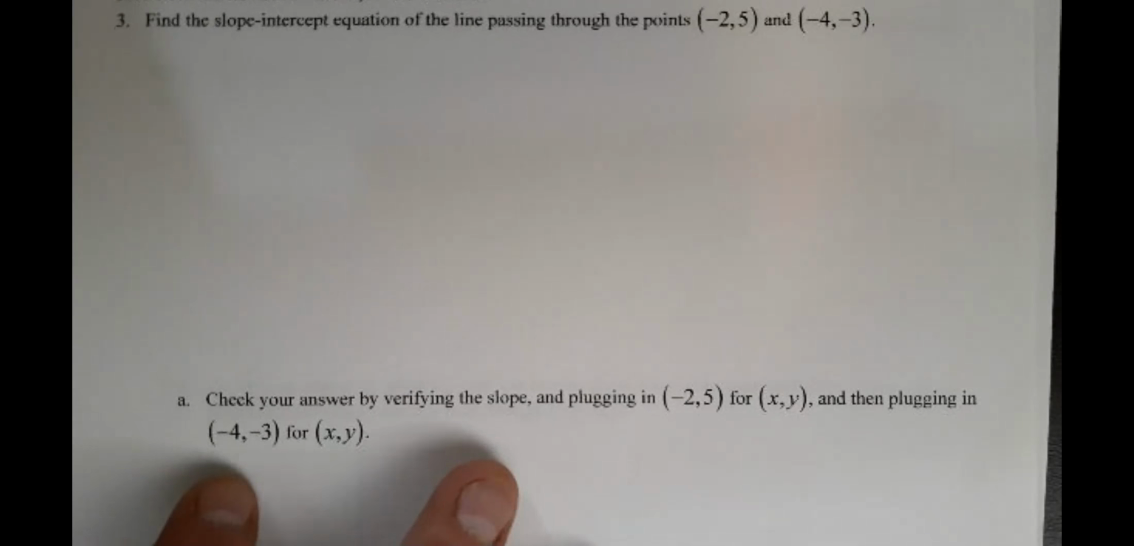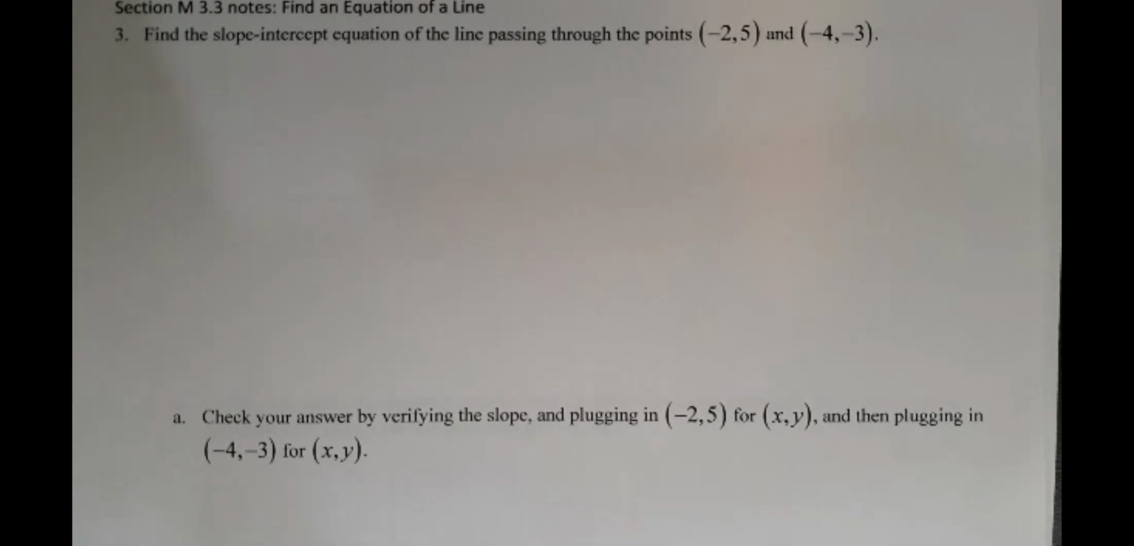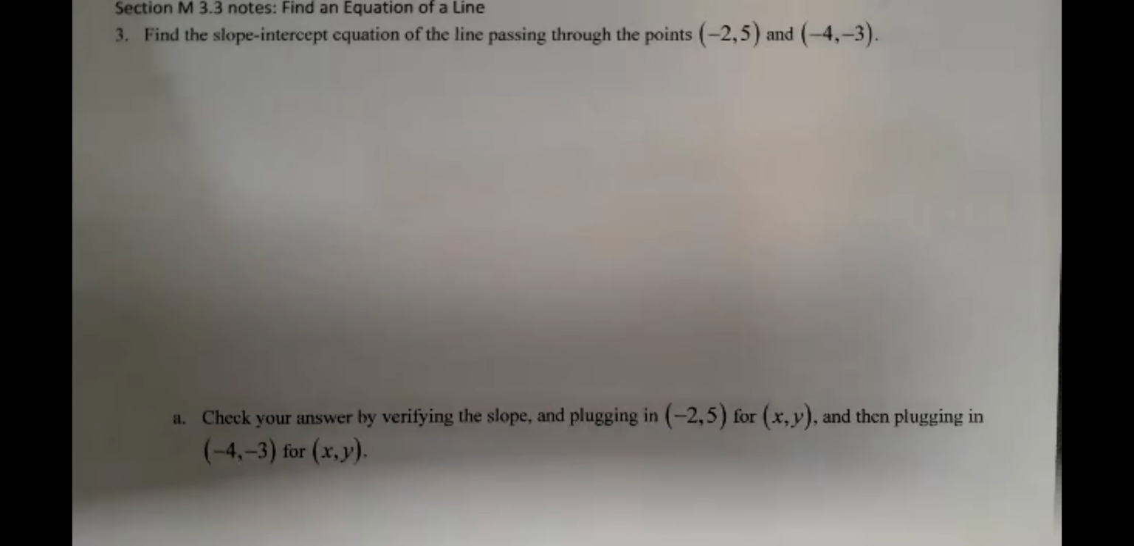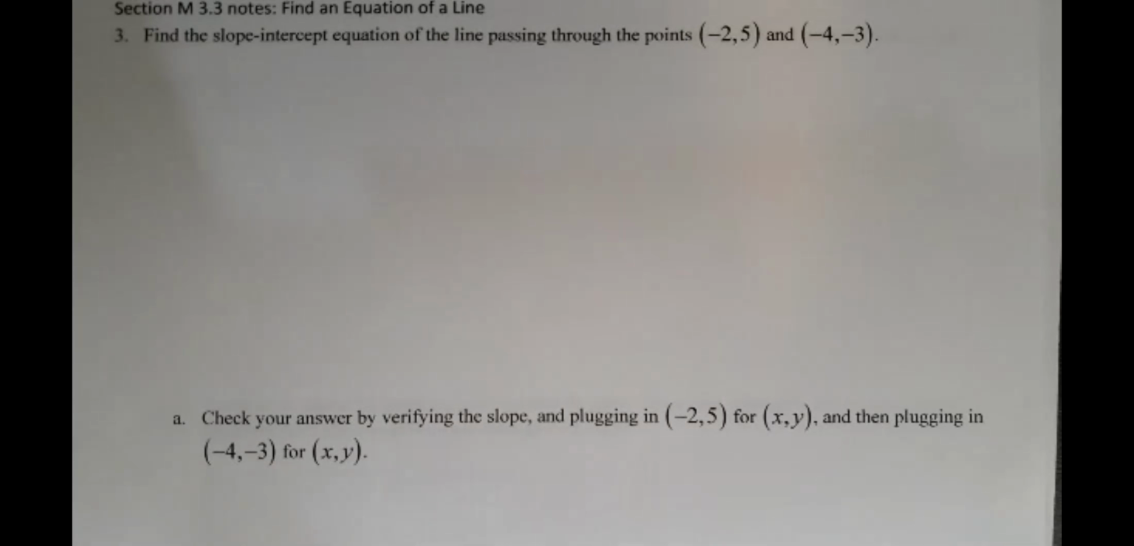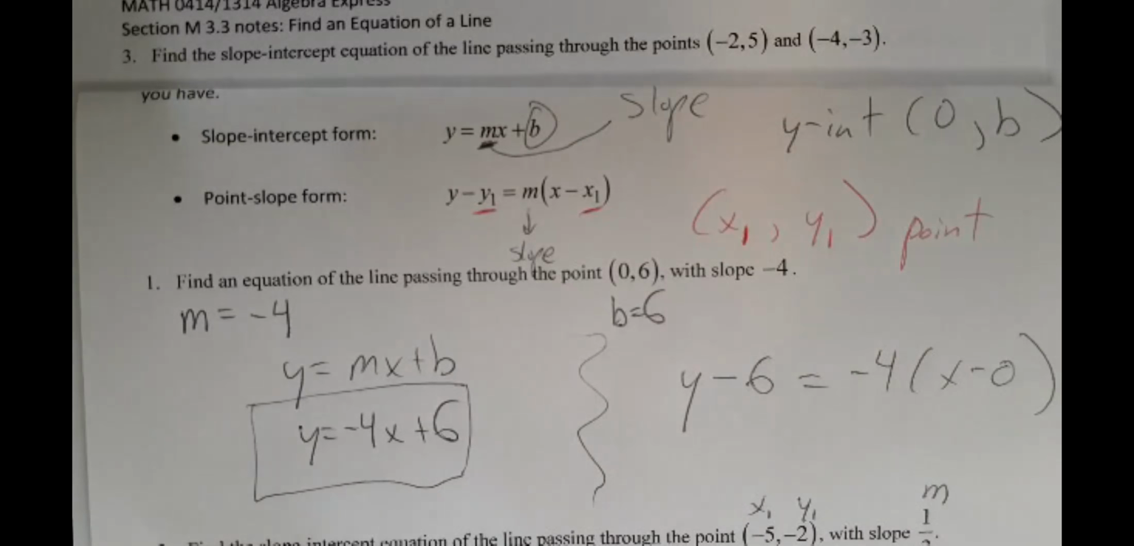Okay, so let's look at this. Find the slope-intercept equation of the line passing through the points -2, 5, and -4, -3. So the two forms we have, let's bring them back up. Our slope-intercept form and point-slope form. So we're looking at these things.